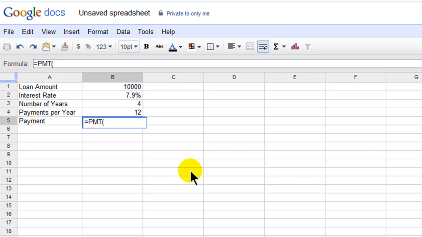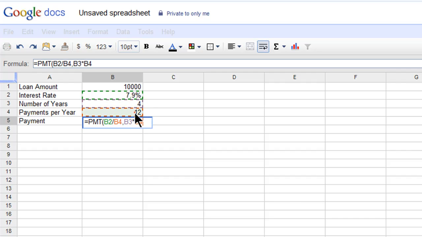So the first thing I'm going to do is my interest rate. I'm going to take the cell that contains my interest rate and divide it by the cell that contains my payments per year. So in this case I'm doing B2 divided by B4, interest rate divided by the number of payments per year. If this is a monthly loan, then I'm going to be using a monthly interest rate, comma. Okay. Now I want to do the number of periods. So in this case it's going to be the number of years times the number of payments per year. So interest rate divided by, in this case, 12, and in years multiplied by 12. So this is a monthly term loan here, comma.